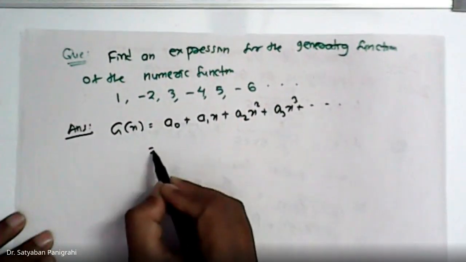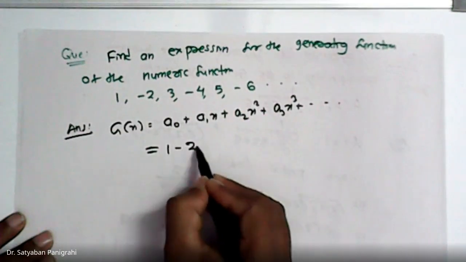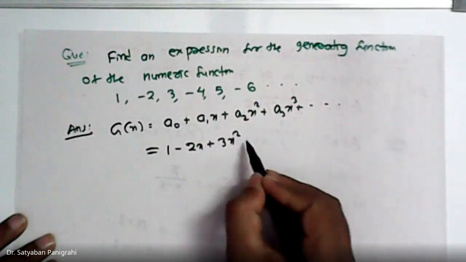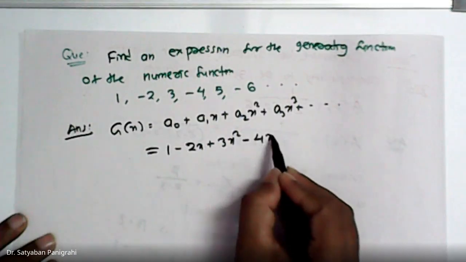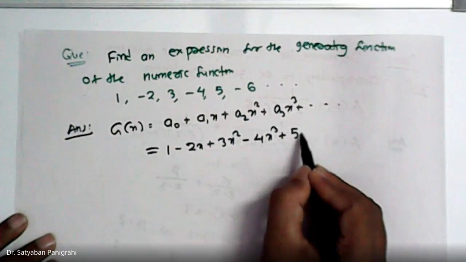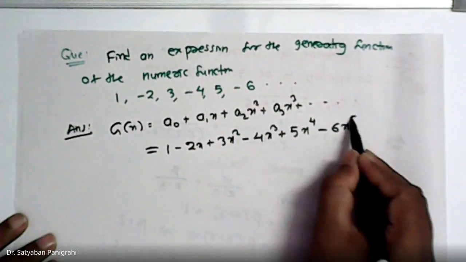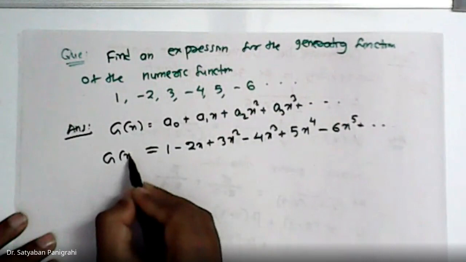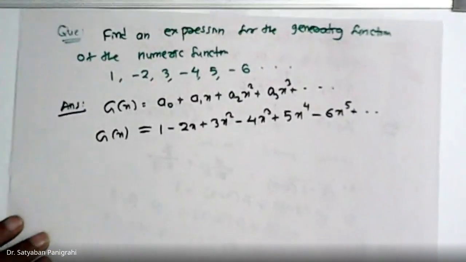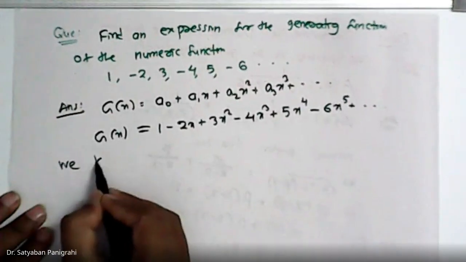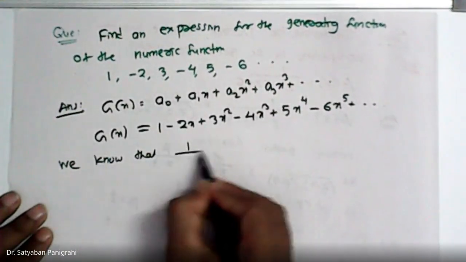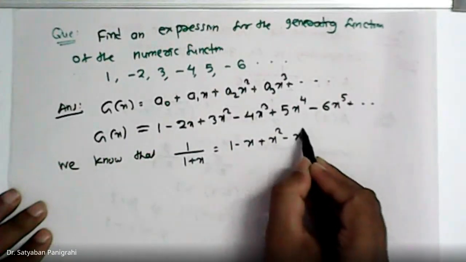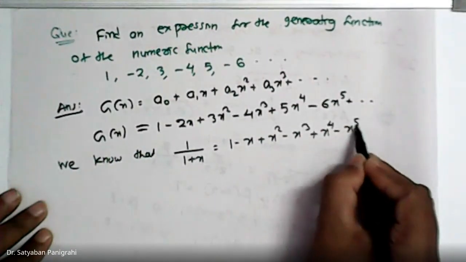So exactly here G(x) equal to A0 plus A1x, that is minus 2x, plus A2x square, that means plus 3x square, minus 4x cube plus 5x4 minus 6x5 plus so on. It is written in this form. Okay. We are saying that G(x) equal to this much. Now, look here. We know that 1 divided by 1 plus x series, how much? 1 minus x plus x square minus x cube plus x4 minus x5 plus.